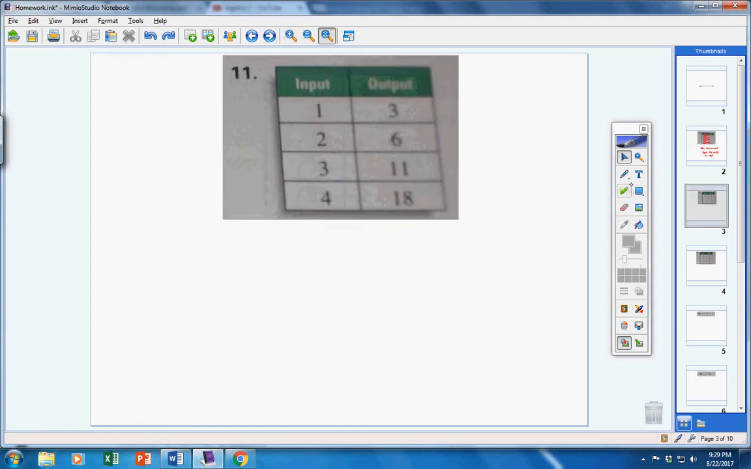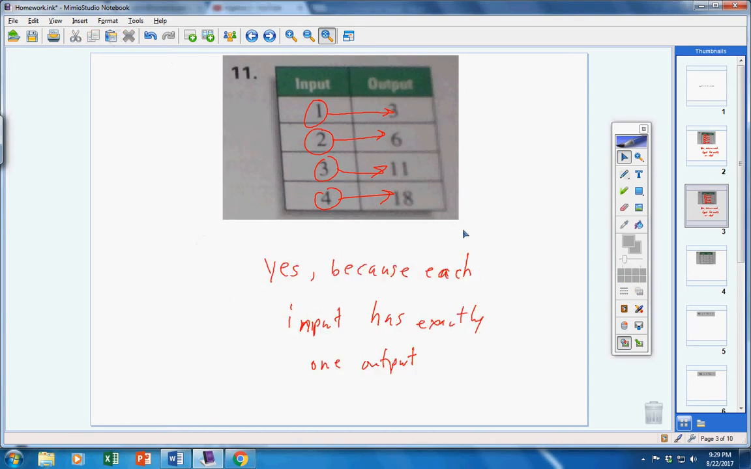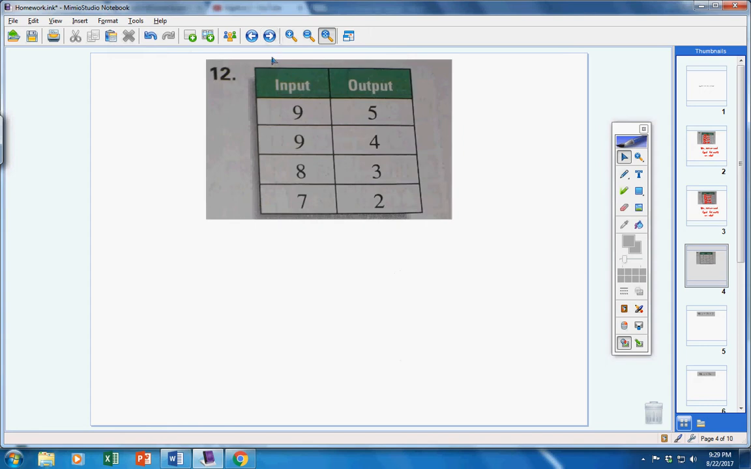Number 11. 1 has one number over here. 2 has one number. 3 has one number. And 4 has one number. So yes, each input has exactly one output. So yes, it is a function. Yes. Number 12. Okay, now here's where it gets tricky.